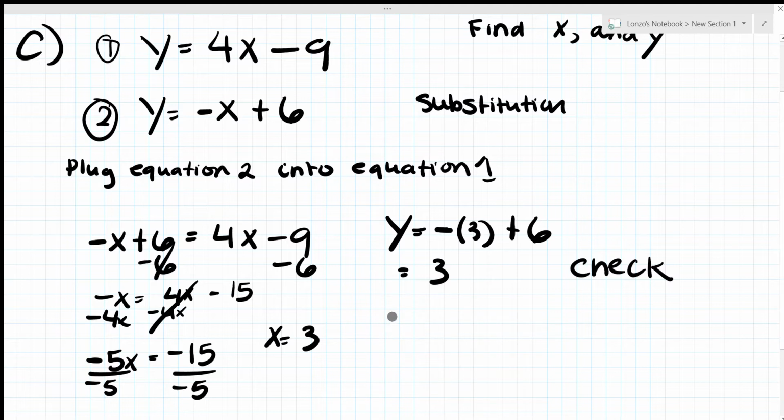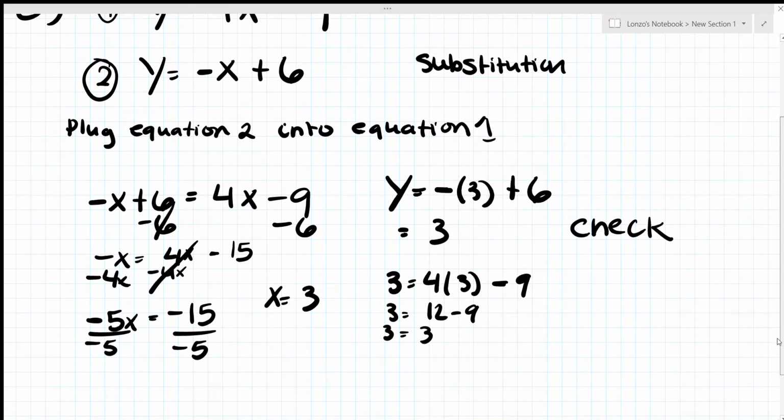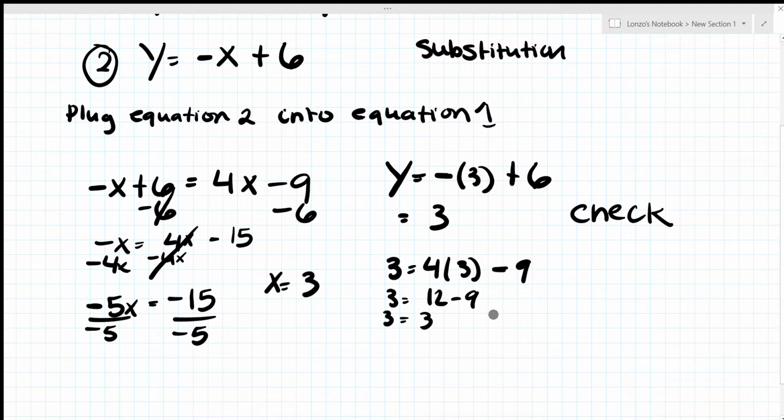Let's do equation 1. So y is 3 equals 4 times x is 3, so it's 4 times 3 minus 9. 4 times 3 is 12, minus 9 is 10, 11, 12. That's 3. That's 3. So that's true. So it satisfies equation 1.